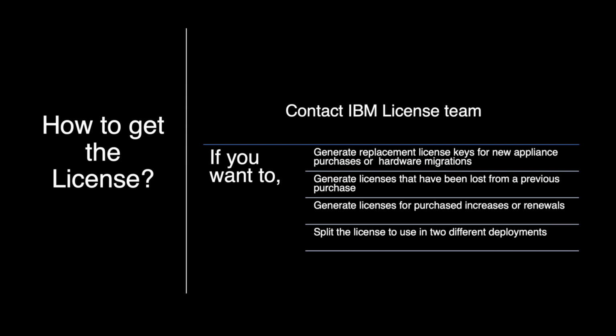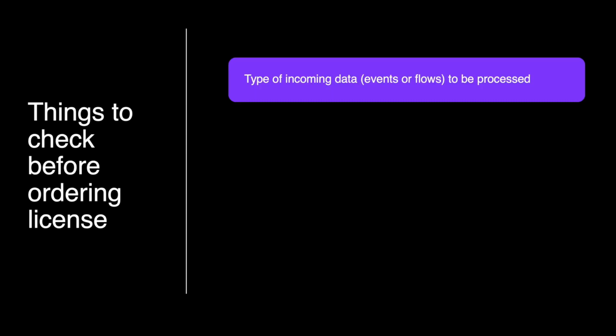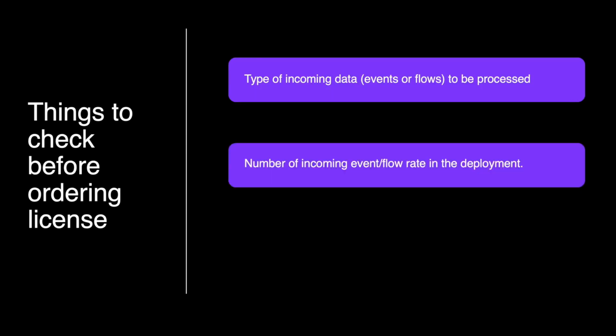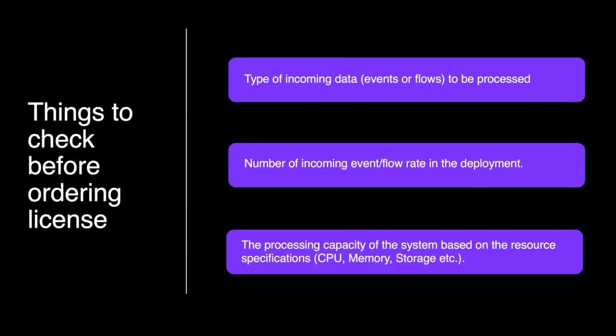If you want to split your license to use in two different deployments, you can seek assistance from the IBM license team. For example, let's say you have purchased a 50K EPS license and you have two different deployments requiring 20K and 30K EPS respectively. You can contact the IBM license team to restructure your license. Here are some of the considerations before purchasing a license. Check the type of incoming data to be processed. Consider the number of incoming events and flow rate in the deployment. Also, take into account the processing capacity of the system based on the resource specification such as CPU, memory, storage, etc.